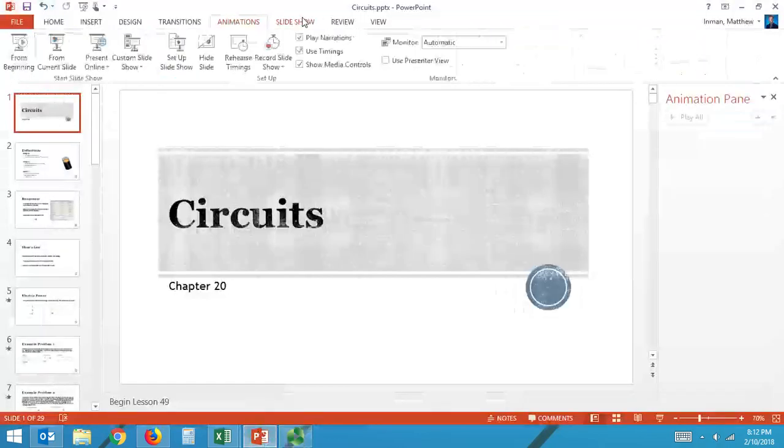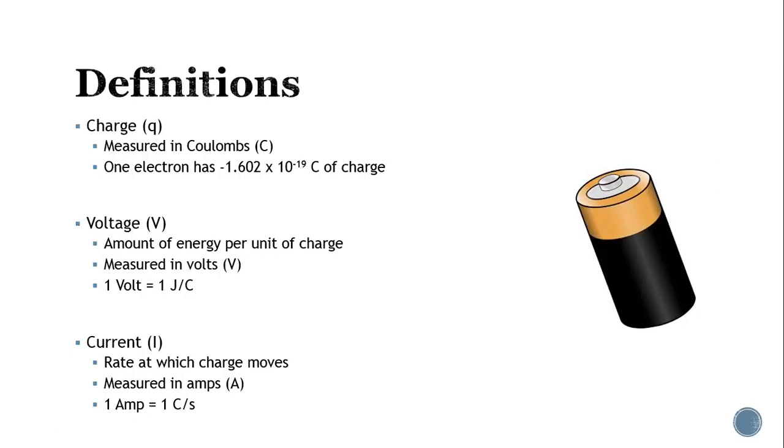Alright, in this lesson we're going to start looking at circuits and talk about Ohm's law a little bit later on in this lesson. So a few quick definitions that we kind of need to talk about as we get into looking at circuits. The first one is charge. Charge is measured in coulombs.